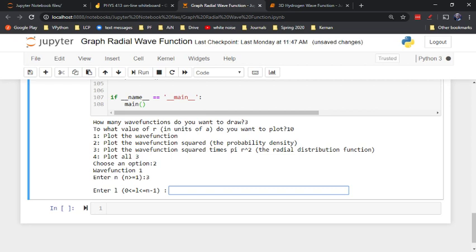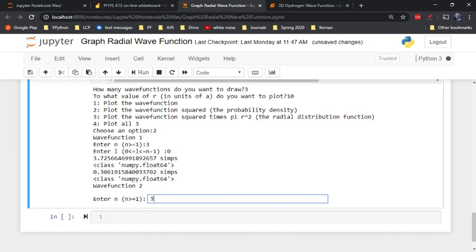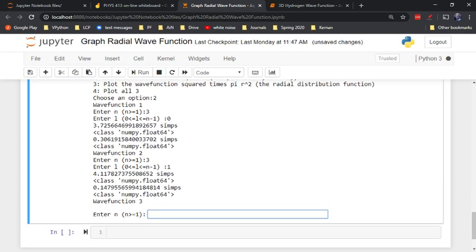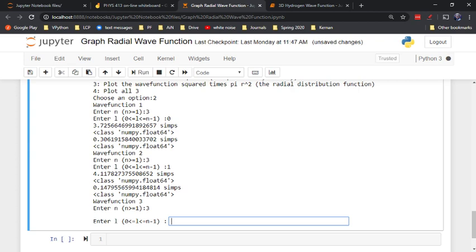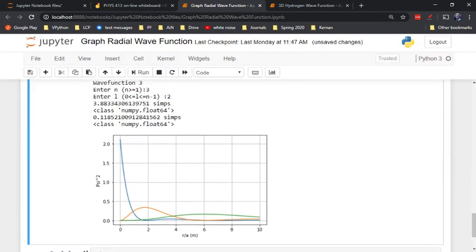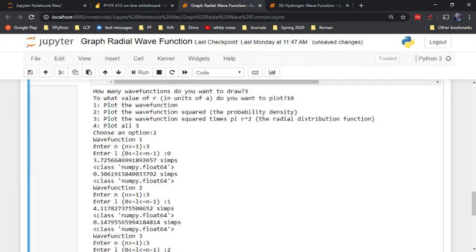I could look at n equals 3 and L equals 0. And I could look at n equals 3 and L equals 1. And I could look at n equals 3 and L equals 2. And so here I've got all three of these. So all three of these wave functions will give you the same energy, right?